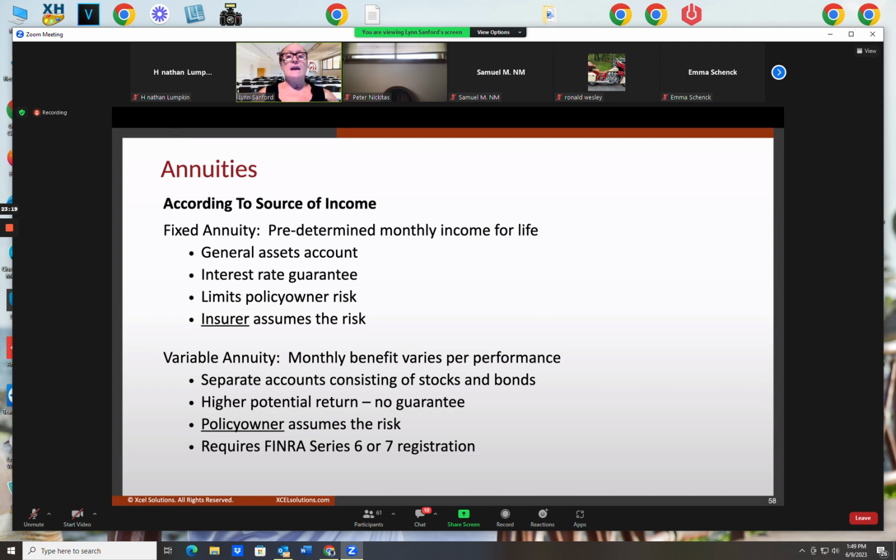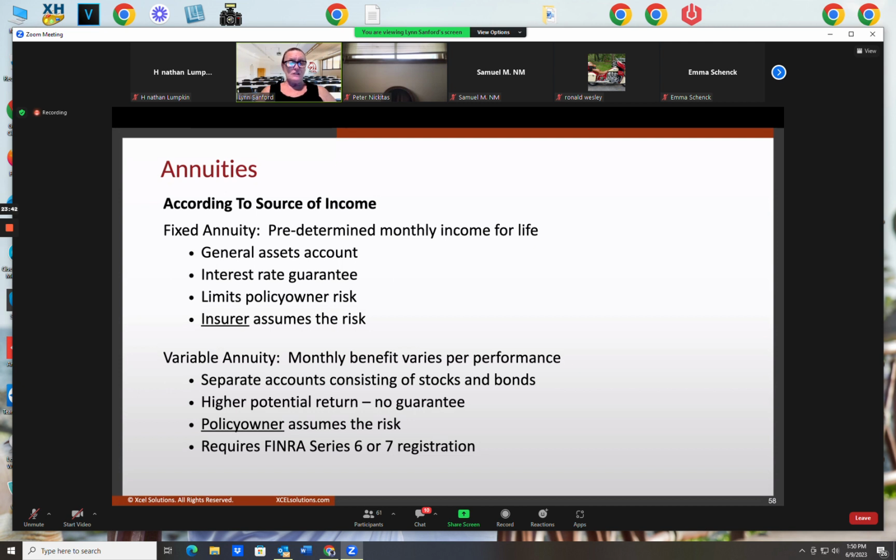Then I am responsible for the performance. I can't tell what the stock market's going to do, but I can't hold the insurance company accountable for bad performance when I've instructed them how I want my dollars invested. So variable annuity, monthly benefit varies per performance. Your money goes in a separate account. The separate accounts consist of different stock and bond accounts and sometimes a combination of both.